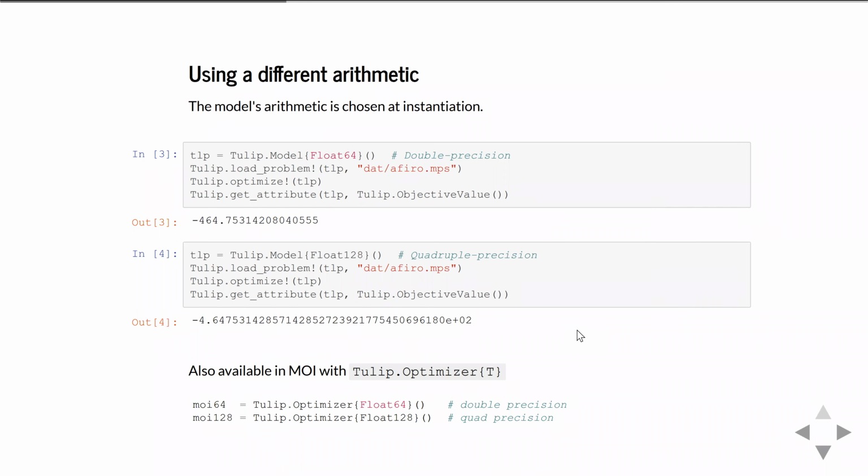That's a feature that's also available in the MathOpt interface by just templating the optimizer call. So you can do Tulip.Optimizer{Float64}, and that will give you double precision. You can do Tulip.Optimizer{Float128}, and you get quad precision. And of course, you can do BigFloat and others.